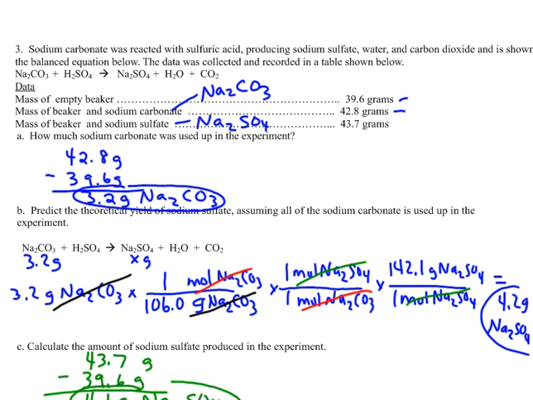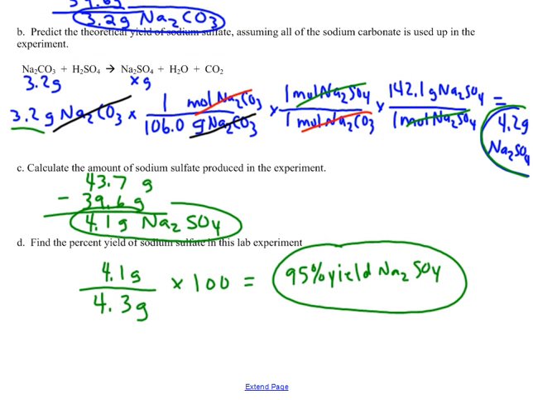So here you can see, part A, you should have found that 3.2 grams of sodium carbonate was used up. You're going to use that 3.2 grams of sodium carbonate in a three-step stoichiometric problem in part B. And so 3.2 grams of sodium carbonate works out to a theoretical yield of 4.2 grams of sodium sulfate. Scrolling down, finding the amount of sodium sulfate actually produced is 4.1 grams. So 4.1 divided by 4.3 times 100 gives you a 95% yield of sodium sulfate.